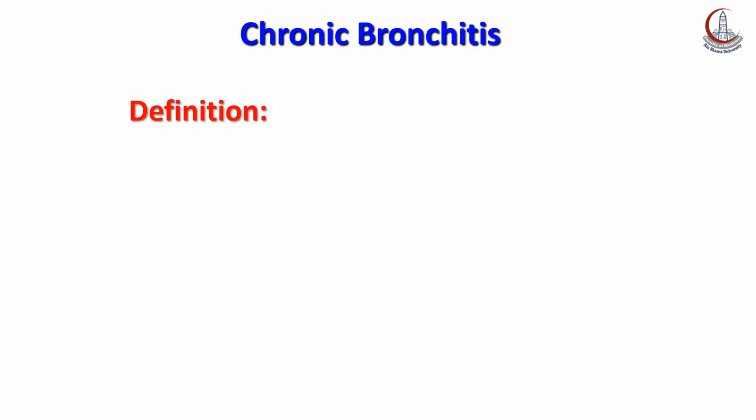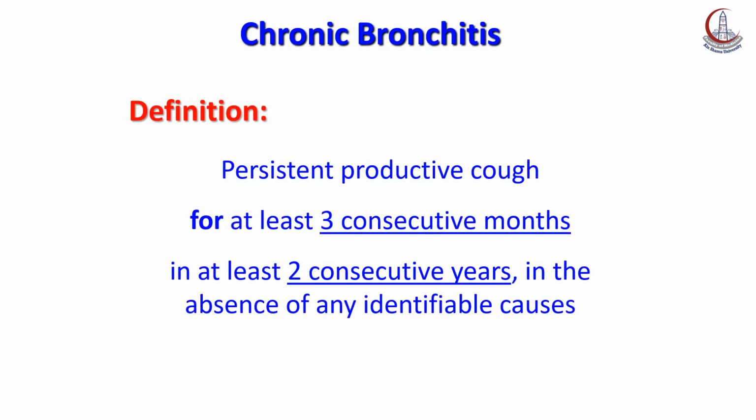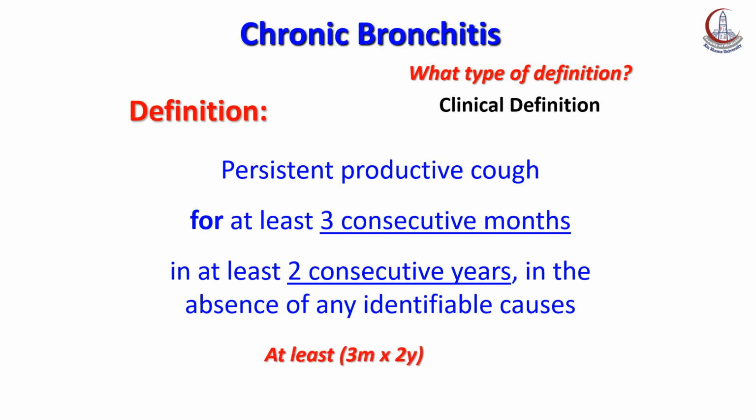We will start with chronic bronchitis. The definition of chronic bronchitis is persistent productive cough for at least 3 consecutive months in at least 2 consecutive years, in the absence of any identifiable causes. This is a clinical definition. So, chronic bronchitis is persistent productive cough for at least 3 consecutive months in at least 2 consecutive years.